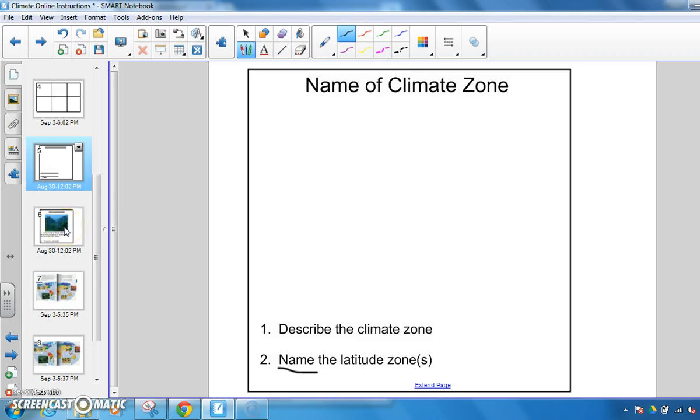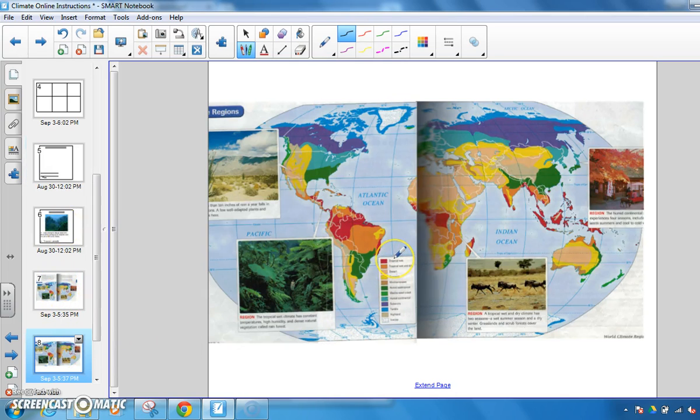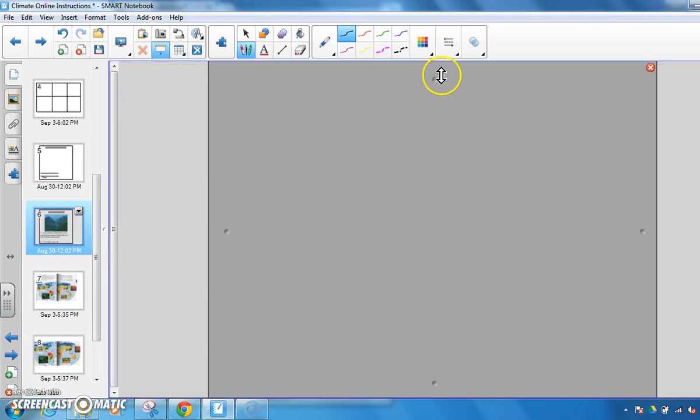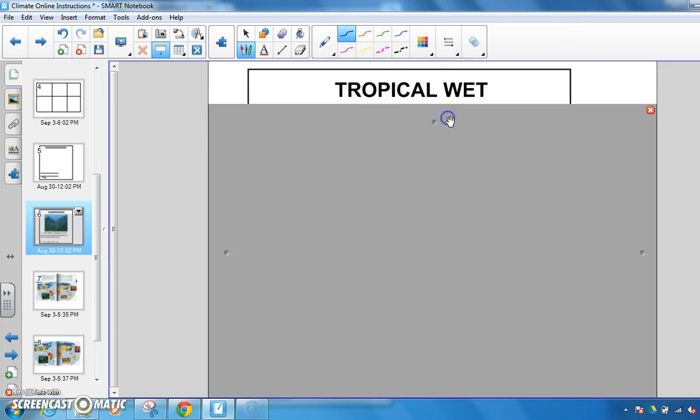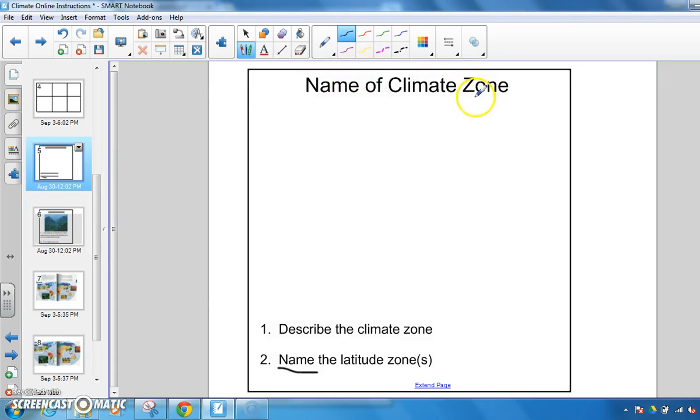So, let's give you an example. The very first thing I want to do is take a look, and it looks like tropical wet is going to be my very first part that I'm going to be taking a look at that's here. So I'm going to write at the very top of what I have here, tropical wet. So that's going at the very top of one of the boxes of my foldable.